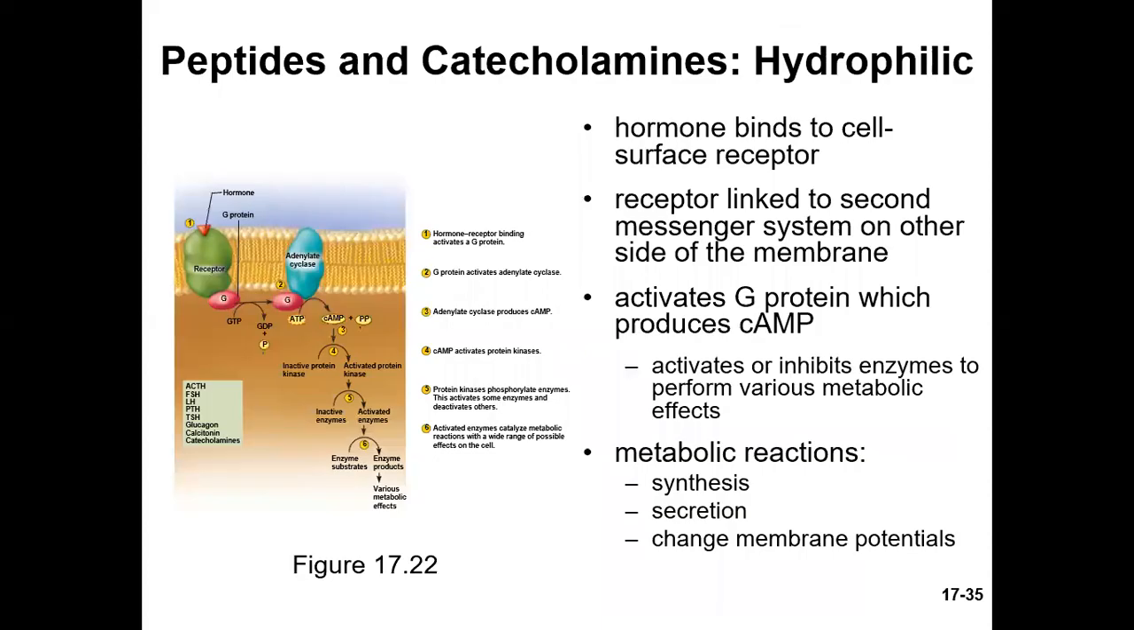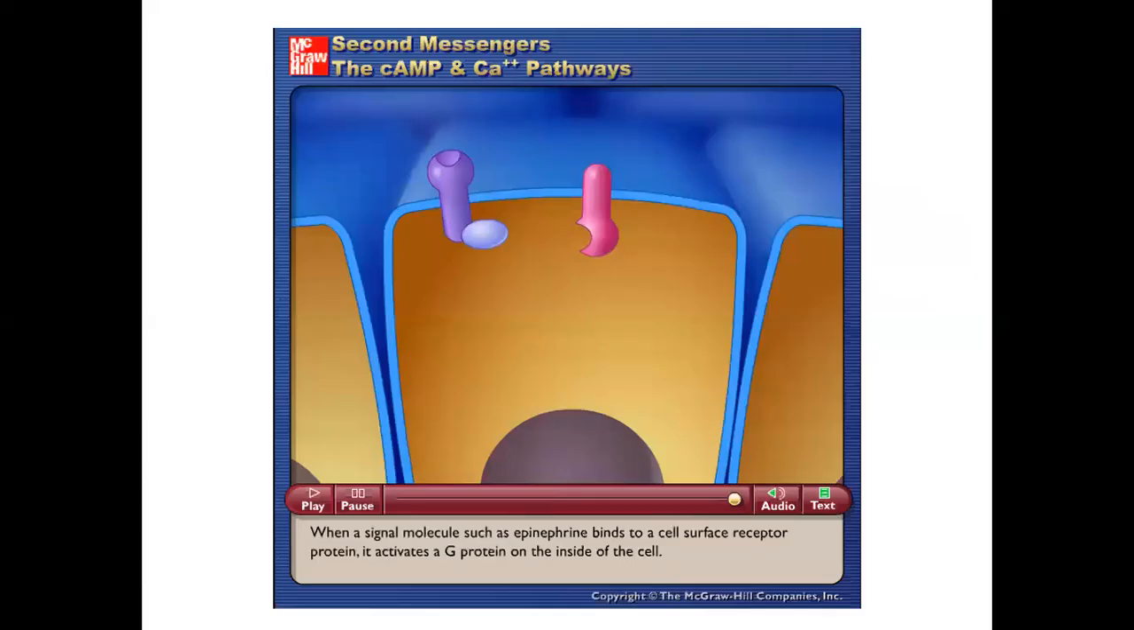So then peptides and catecholamines are hydrophilic. The hormone will bind to the cell surface receptor, linked to something else. It will activate G protein on the inside, which will produce cyclic AMP. This is so that it can activate or inhibit enzymes to perform various other metabolic things. So there could be synthesis reactions, secretions, changing membrane potential, stuff like that within this type of system.